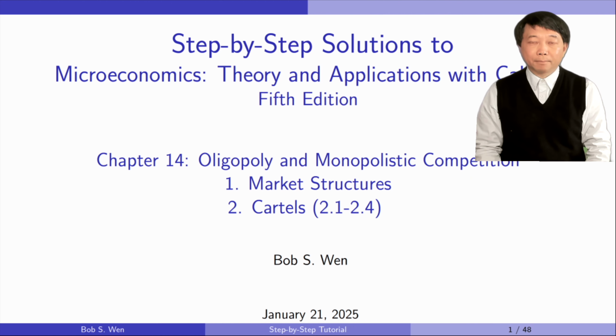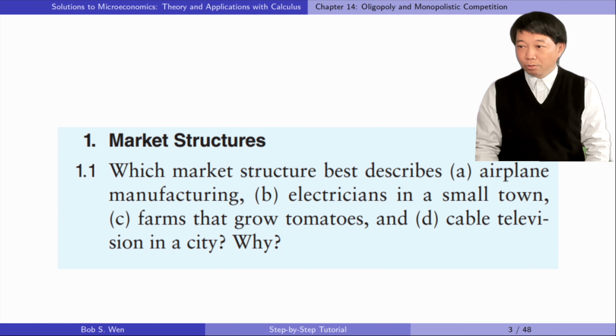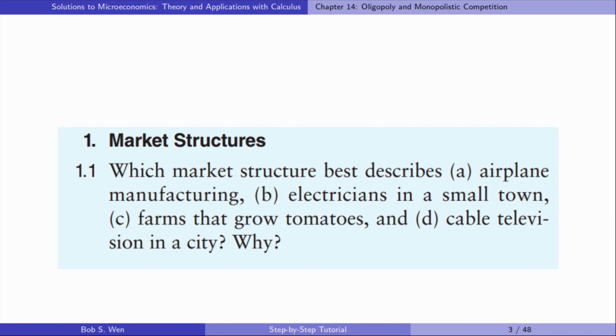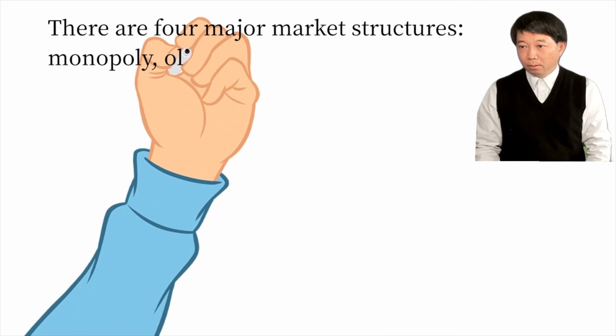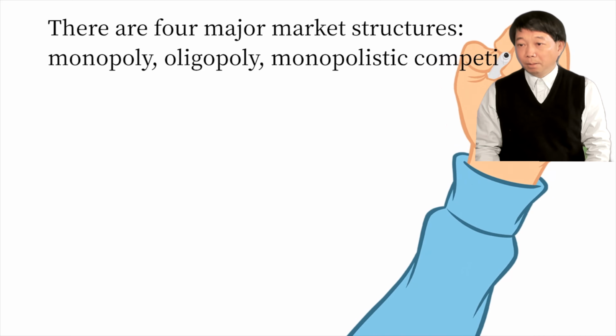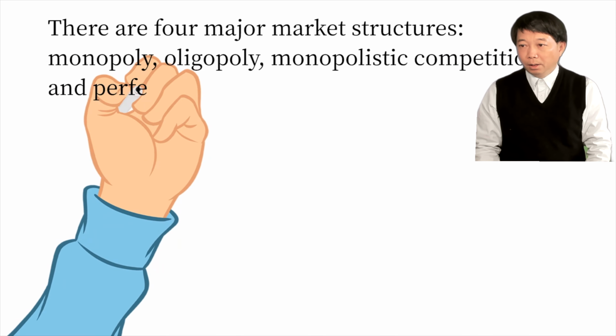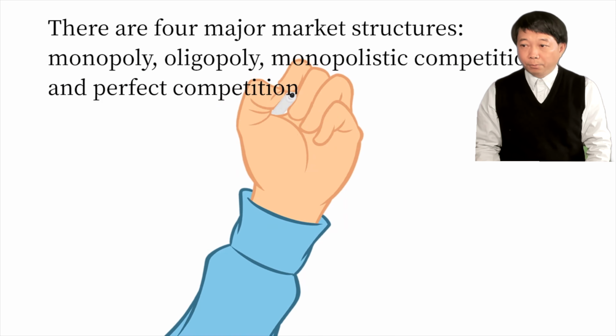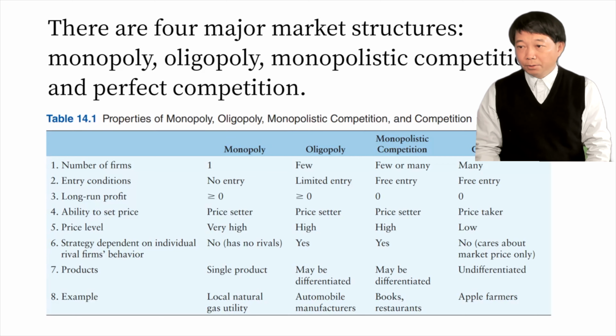Here's exercise 1.1. Which market structure best describes the following markets? There were 4 major market structures: monopoly, oligopoly, monopolistic competition, and perfect competition. The properties of these 4 market structures are listed in the textbook's table.